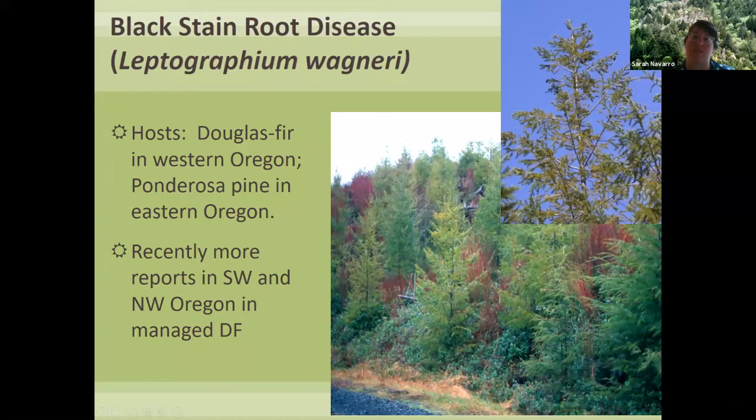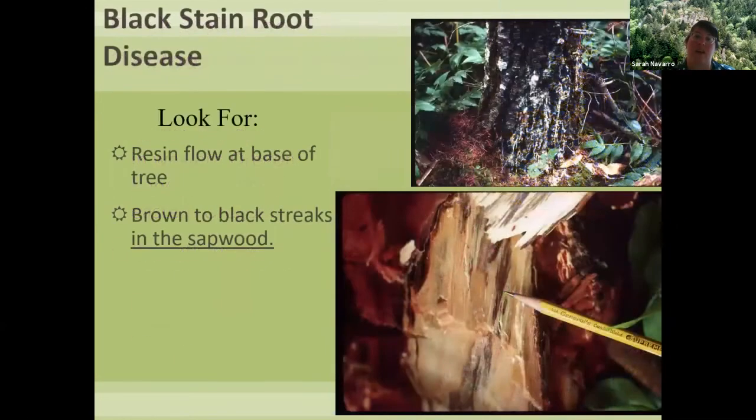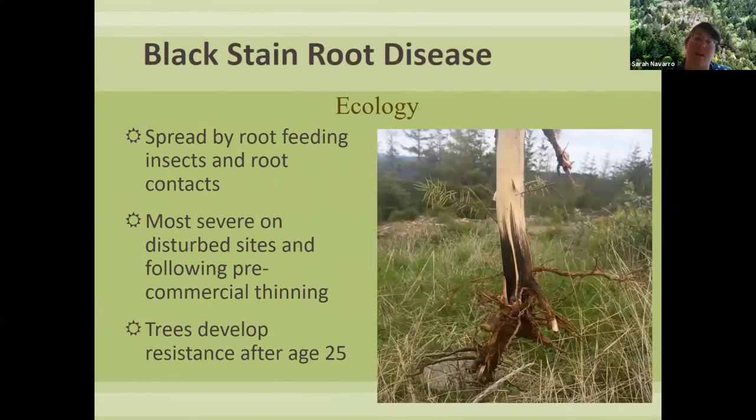And so one way to distinguish this disease is, again, resin flow at the base of the tree, just like with Armillaria root disease. But unlike Armillaria root disease, when you take the bark off behind that sap flow, what you'll see is actually black and brown streaks in the sapwood versus a mycelial fan. So those black-brown streaks are what clues us into a diagnosis of black stained root disease.